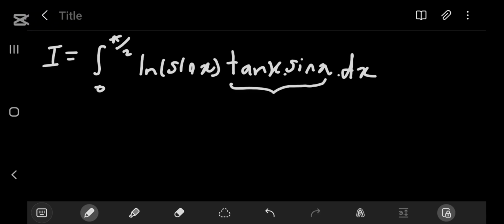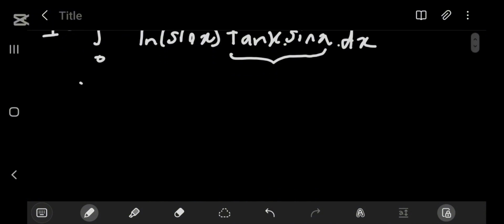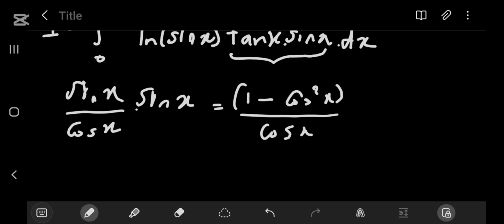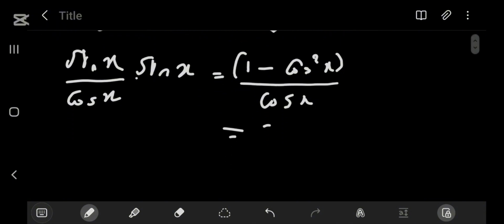We know that tangent of x equals sin x over cosine x. So we will get sin x over cosine x dot, and there's a sine part there, so we can write this as sine square x. We know that sine square x equals 1 minus cosine square x, so we can just plug those in. By giving this cosine separately, we are finally left with 1 over cosine x, which is secant x, minus cosine of x.